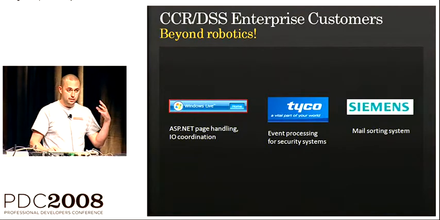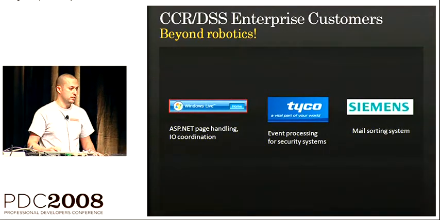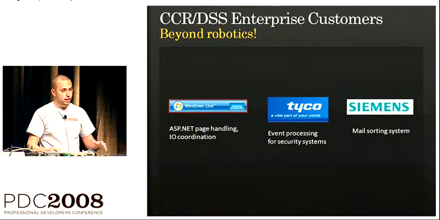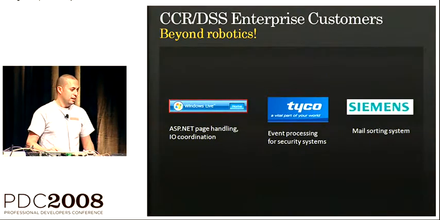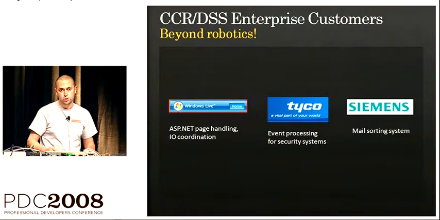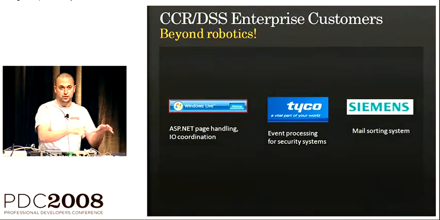We have companies like Tyco, a $41 billion software and hardware business, and Siemens that have now applied this. And they're processing hundreds of millions of operations per second, per hour, per day. And the other thing is, internally at Microsoft, the homepage at Live does all its I/O coordination in the context of ASP using CCR. So we're talking, again, literally in the billions of operations using this engine right now.